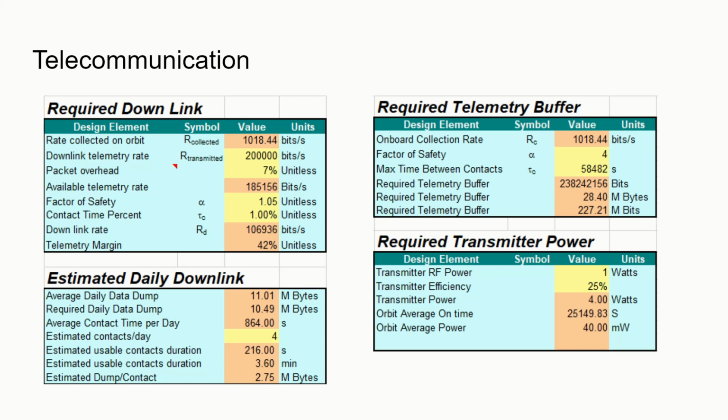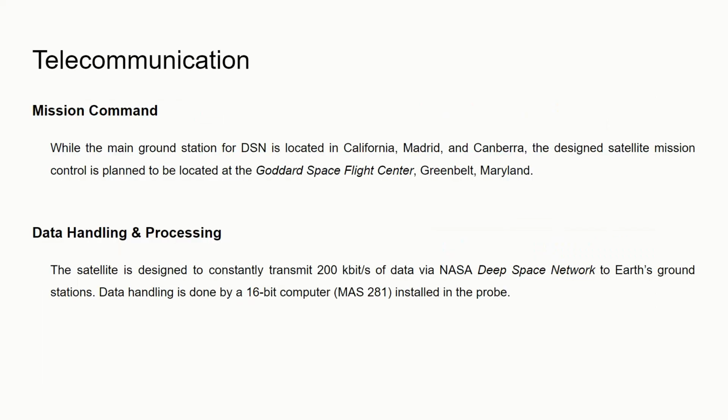Okay, next. For the mission command, while the main ground stations for the Deep Space Network are located in California, Madrid, and Canberra, the satellite mission control is planned to be located at the Goddard Space Flight Center in Greenbelt, Maryland. For data handling and processing, the satellite is designed to constantly transmit 200 kilobits of data via the NASA Deep Space Network to Earth's ground station, while data handling is done by a 16-bit computer, MAS281, installed in the probe.